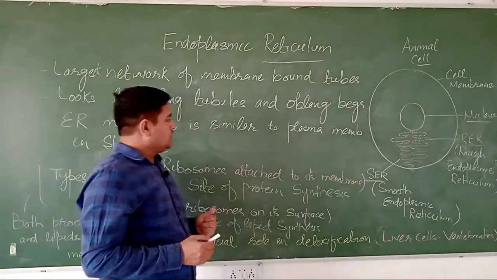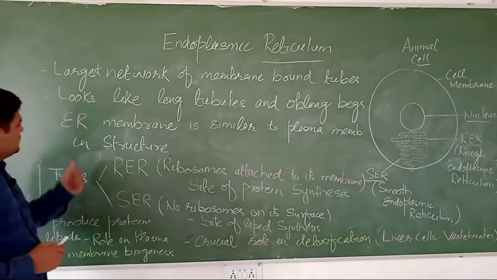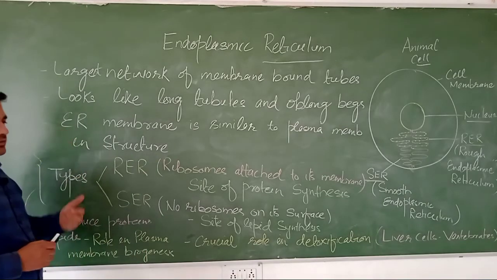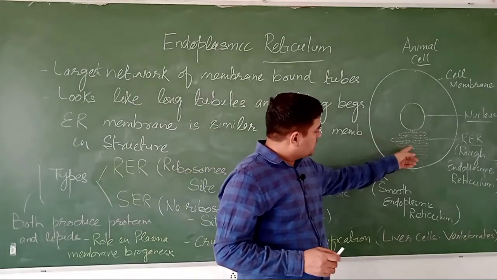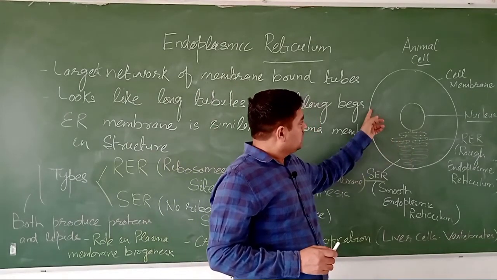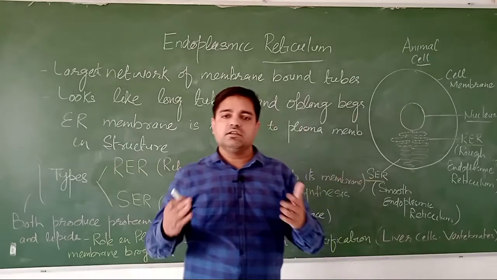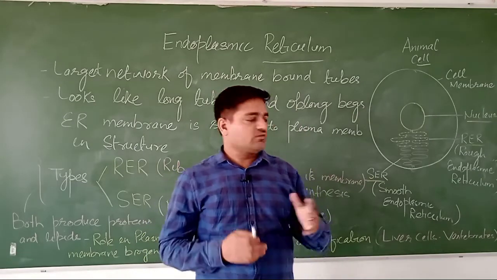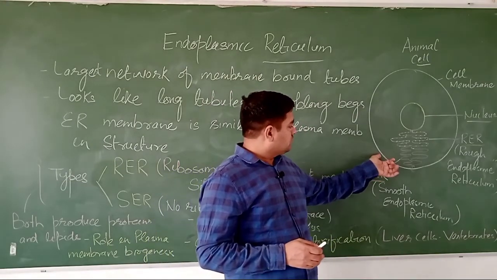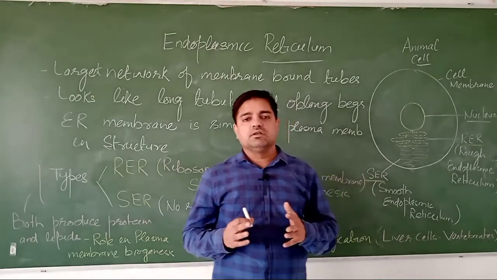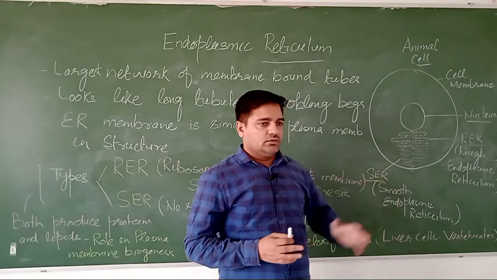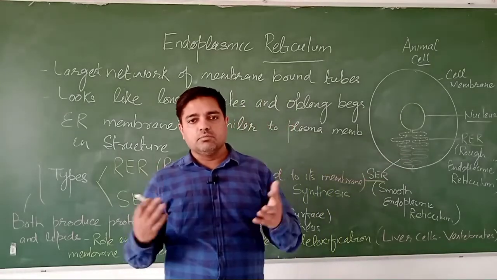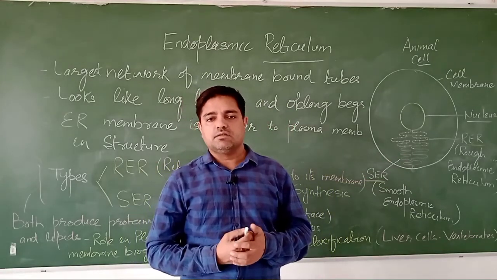Clear? One more thing: the ER membrane is similar to the plasma membrane in its structure. So both structures are quite similar to each other, and these are very important components of the cell.